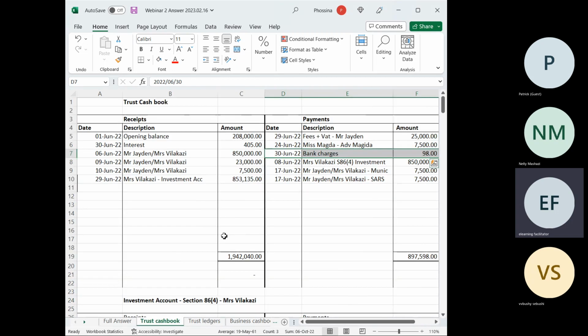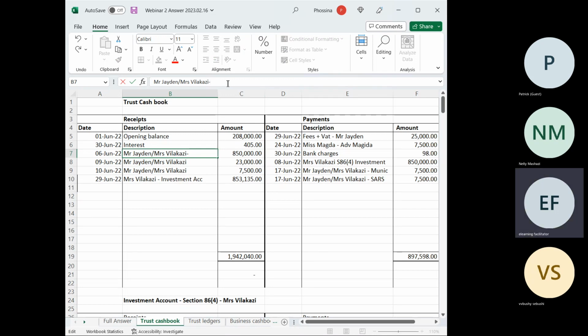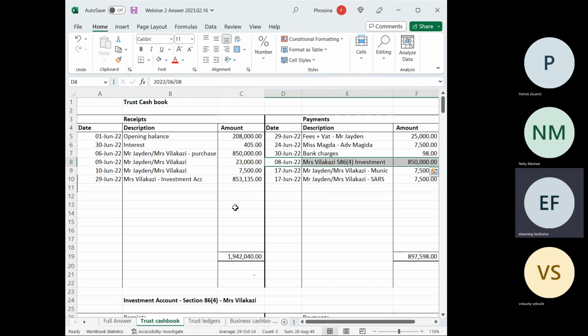So the first transaction would be the receipt of the 850,000, which is received in the trust account. This is a trust transaction on behalf of a client, so it cannot be a business transaction. It comes to our trust account. This is the transaction that we recorded, the purchase price of 850. And on the 8th of June, we invest. This is where we invested the money. We have received and then we invested.